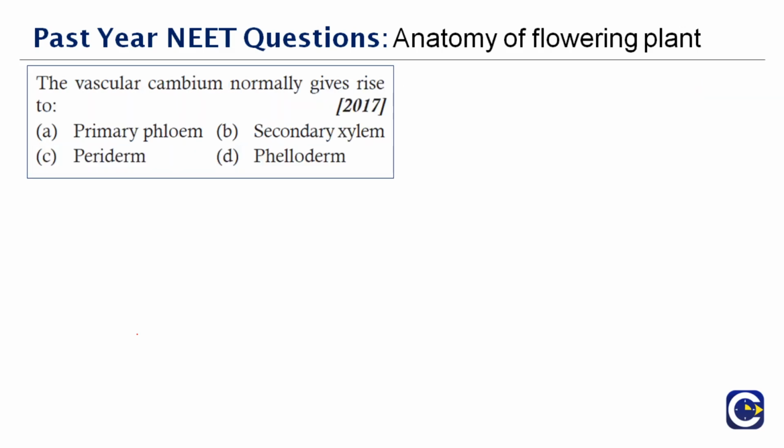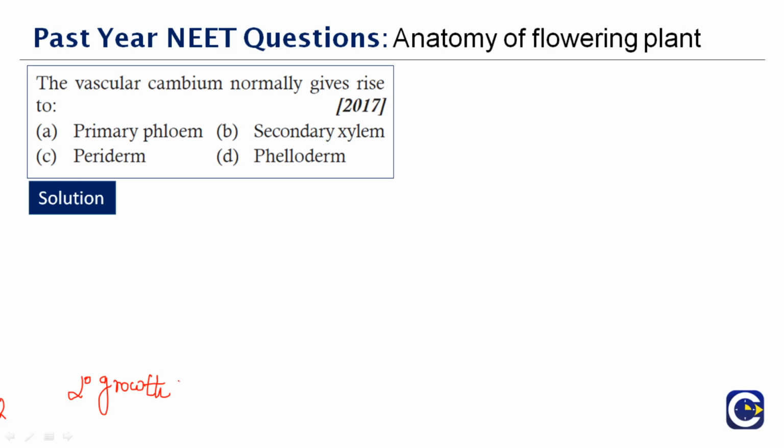Next question here, the vascular cambium normally gives rise to dash. This is also an easier question which we already discussed here. When we talk about vascular cambium, you always have to remember one thing, and that is the secondary growth. During the secondary growth in plants, vascular cambium gives rise to secondary xylem and secondary phloem. So I think I've given the answer.